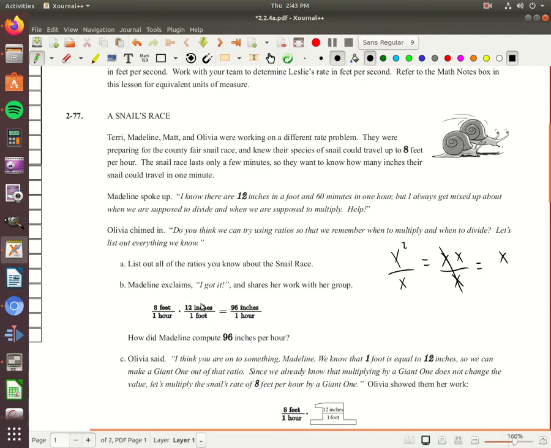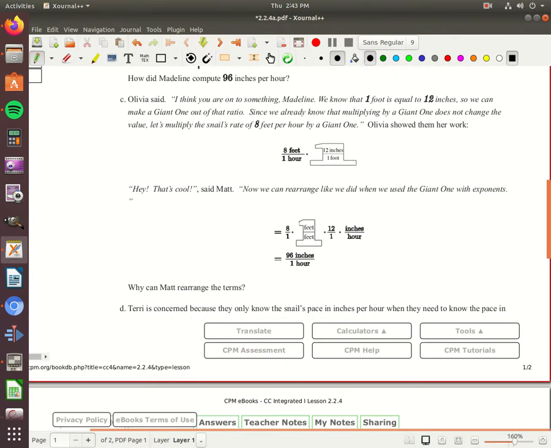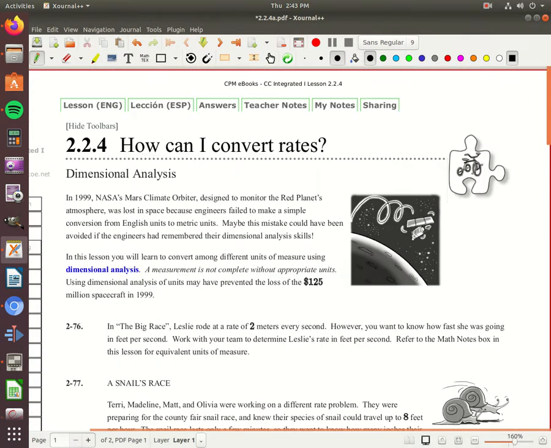For instance, 12 inches and a foot. We know that 12 inches is the same as a foot, so we can just cancel those out. So that's the logic that we're going to use and apply. Now, typically, when I do these, I don't love the questions that come in the book, so I have a worksheet that goes with it, and I'm going to go through the process of it.